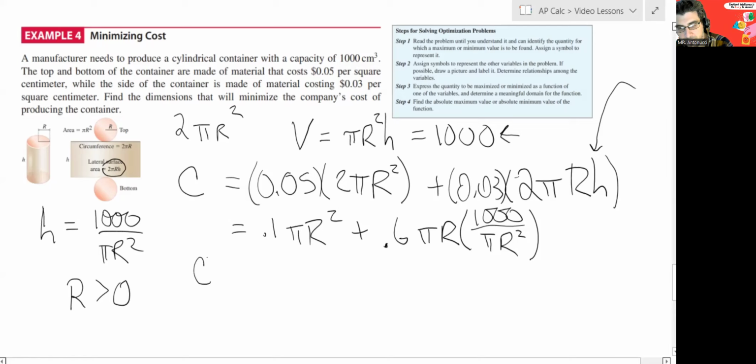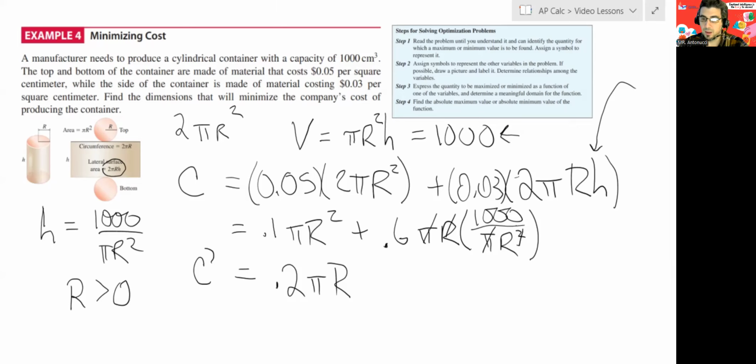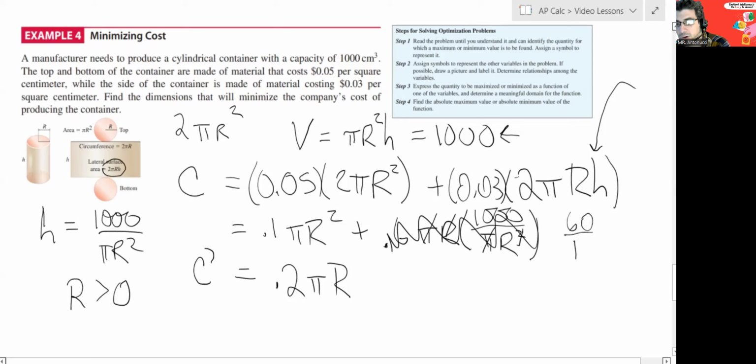So we take the derivative of C with respect to r. So this is going to be 0.2 pi r. Now we got to simplify this 0.06 pi r times 1,000 over pi r squared, so the pi's are going to cancel, factor of r, and we're going to have 60 in the numerator for that one. So I did forget to simplify that. I'm just going to simplify this to 60 over r.